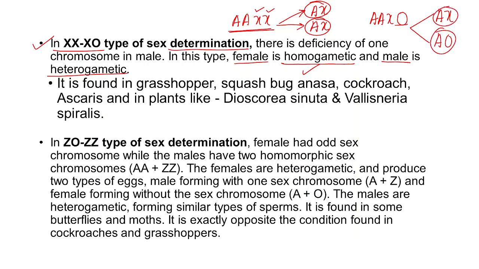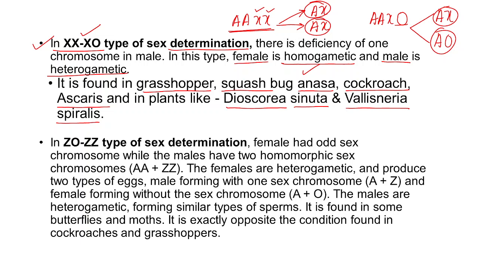That is why in XX and XO type of sex determination, the females will be homogametic and males will be heterogametic. And this type of sex determination is found in the grasshopper as well as the squash bugs, that is Anasa, as well as in the cockroach, in the Ascaris, and in the plants like Dioscorea sinuata and Vallisneria spiralis. So, all these are the examples for what? The organisms which show XX and XO type of sex determination.